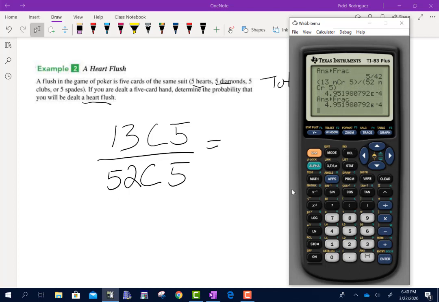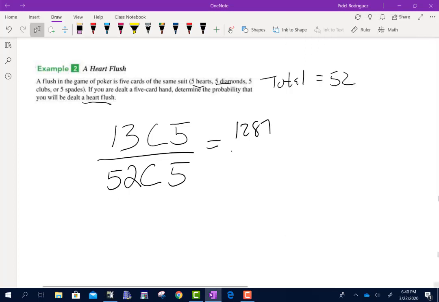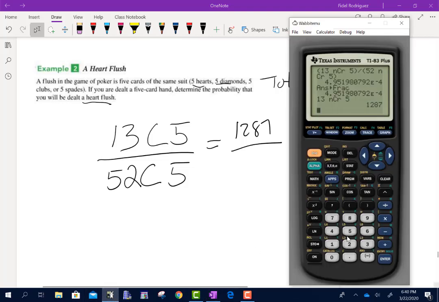Okay, it's not going to convert it to a fraction for me. That's okay, so let's do it this way. 13 choose 5. Okay, so that's 1287. That's the number I have on top. And then, this is going to be a pretty big number, I'm pretty sure.